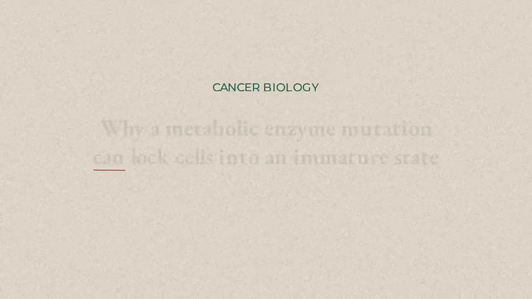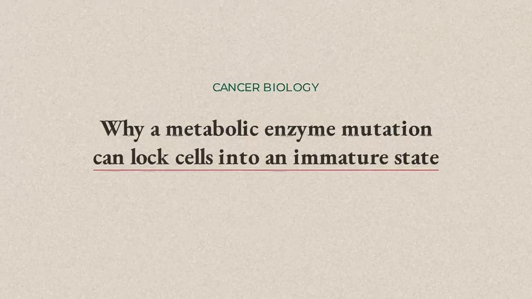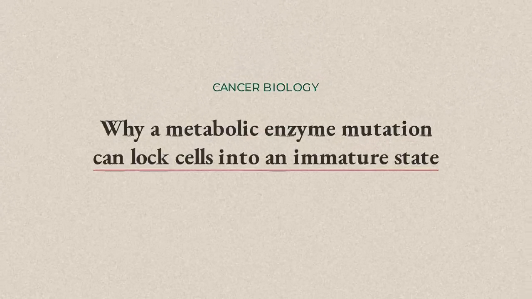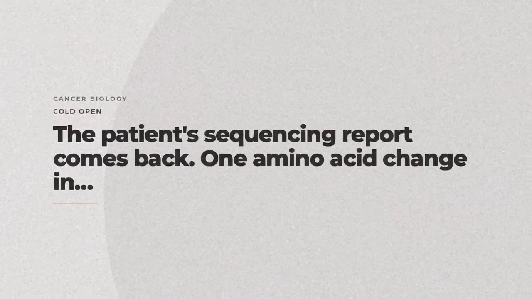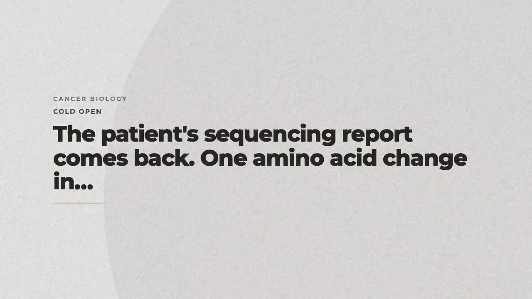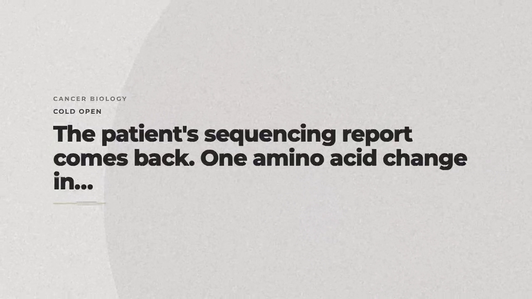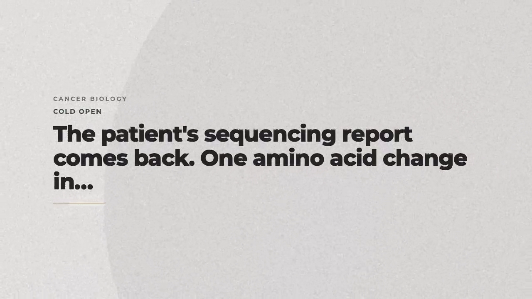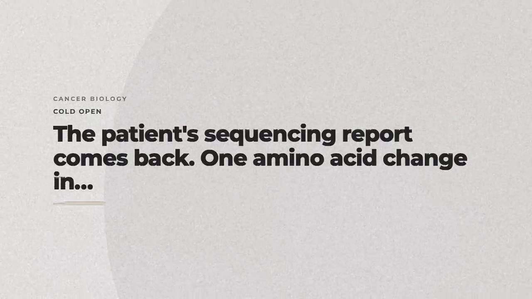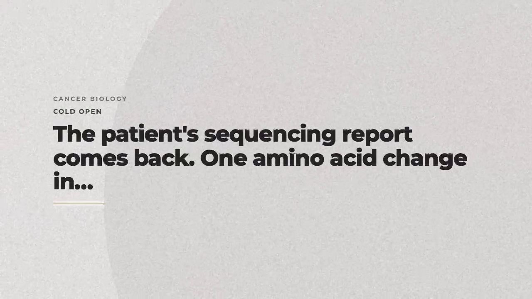A bone marrow biopsy. The marrow is packed with blasts, immature, arrested cells that cannot grow up. The diagnosis: acute myeloid leukemia. The patient's sequencing report comes back. One amino acid change in a metabolic enzyme called IDH-1. That enzyme normally runs a step in the citric acid cycle. Nothing to do with cell division, nothing to do with growing up. And yet somehow, that single amino acid change froze the entire leukemic population in an immature state.